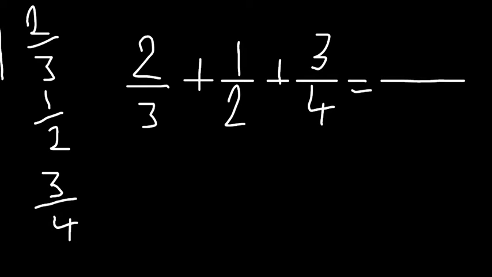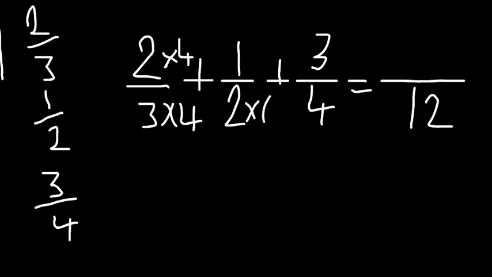Now, what's the least common denominator for all these 3 numbers? 3, 2, and 4. It's a 12. Okay? Because 3 goes into 12, 2 goes into 12, and 4 goes into 12. How do you go from 3 to 12? You multiply by 4, and you multiply here by 4. How do you go from 2 to 12? You multiply by 6, and you multiply here by 6.